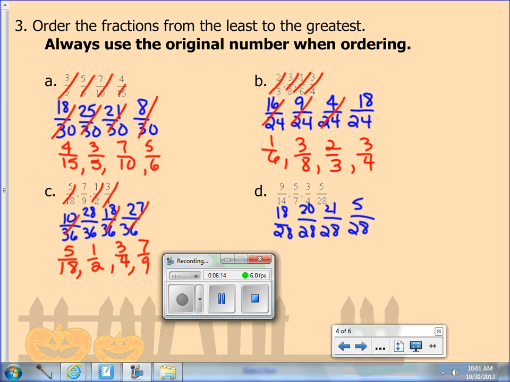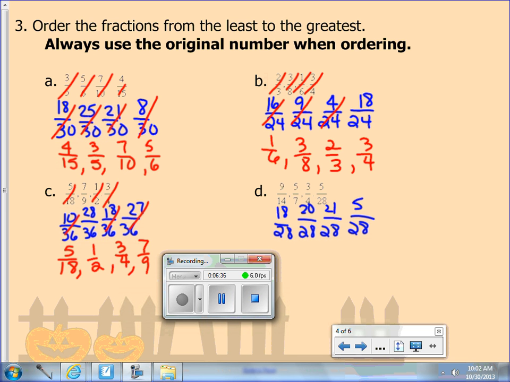For those four fractions, their least common denominator is going to be 28. So 9/14 is going to equal 18 over 28. 5/7 is going to equal 20 over 28. 3/4 is going to equal 21 over 28, and 5/28 will stay the same.